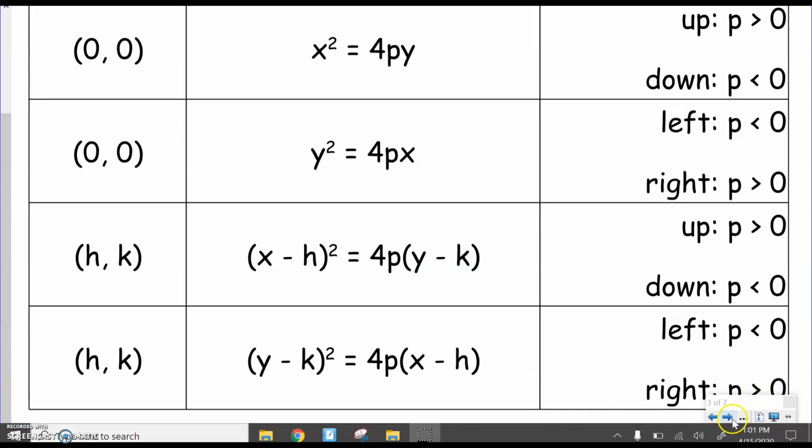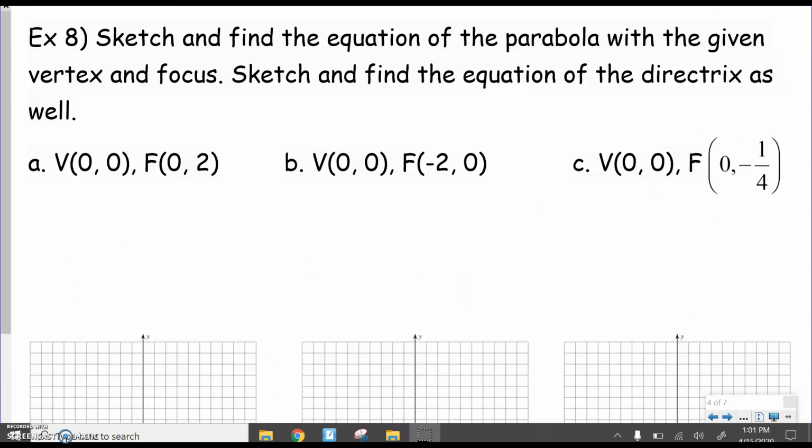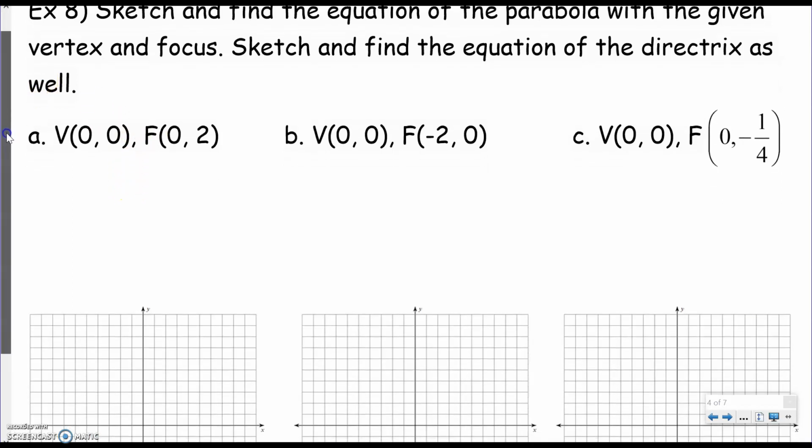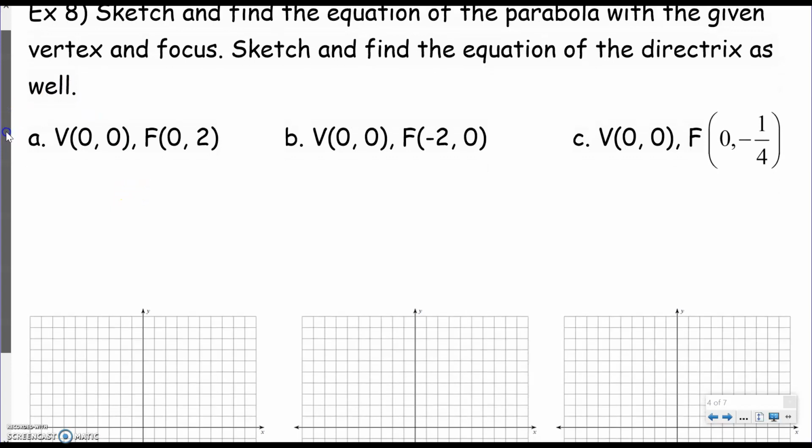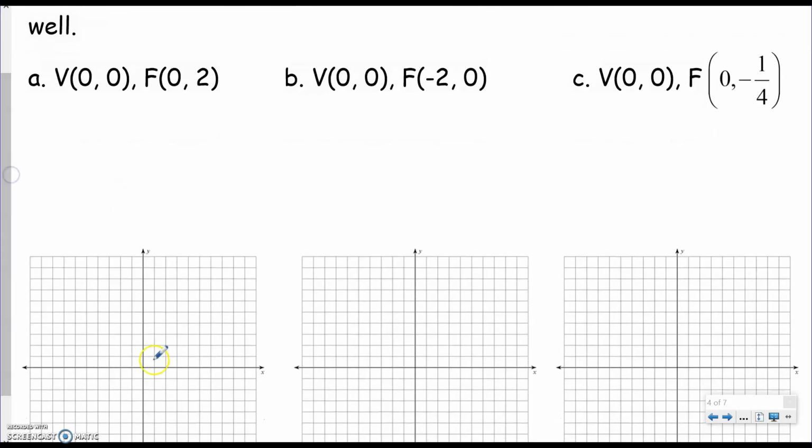Okay, so we're going to go ahead and practice graphing these and writing the equations. First example is actually example 8 in your packet. We're going to sketch and find the equation of the parabola with the given vertex and focus, and then sketch it to find the equation of the directrix as well. I actually think it's easier to start with your focus and your vertex. If I plot those two, the distance between those two points is 2. So that means my p is 2.